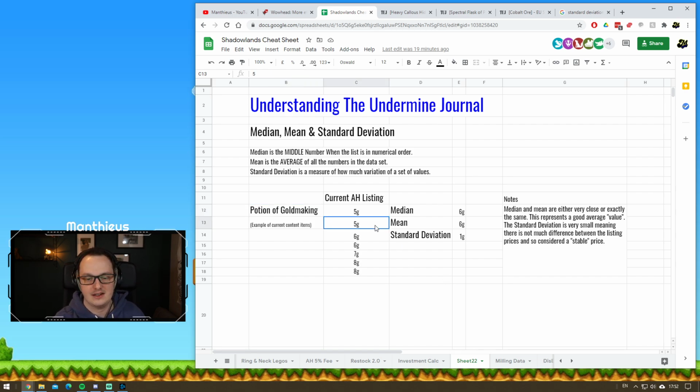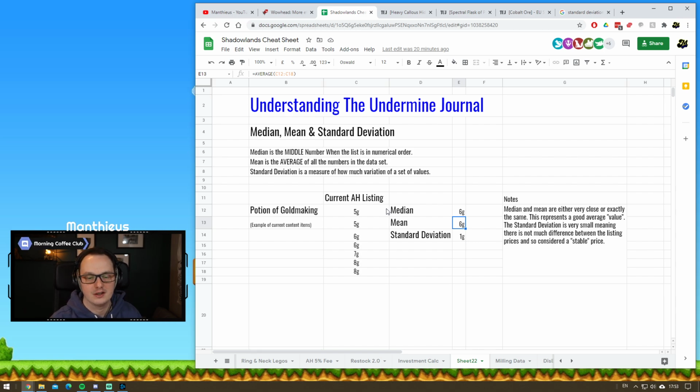What you can see, if these are all the listings for this imaginary potion of gold making, is that the median comes out at 6 gold. How has that worked out? Well, it's the one smack bang in the middle. There's 1, 2, 3, 4, 5, 6, 7 listings of this potion of gold making, so the one smack bang in the middle is going to be the 4th, which gives us a median of 6. If we take all of these numbers, add them all up and divide by however many there are, we get the mean, which is also 6 gold.